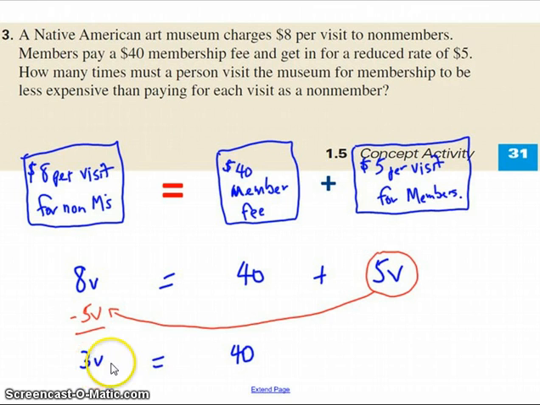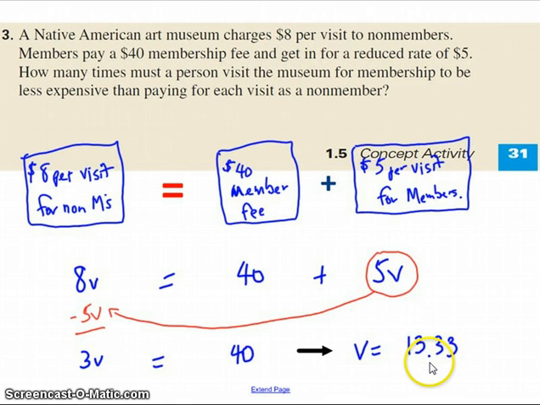And that means if I want to divide, I'm sorry, not 3 visits, $3 per visit equals $40. My bad. So now I want to know what the number of visits is. So I move the 3 over by dividing, and you should have found that v equals 13.33.